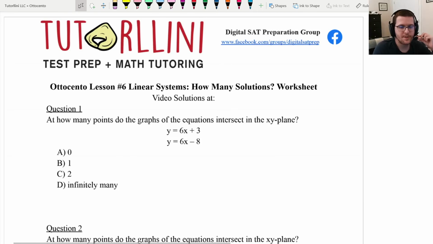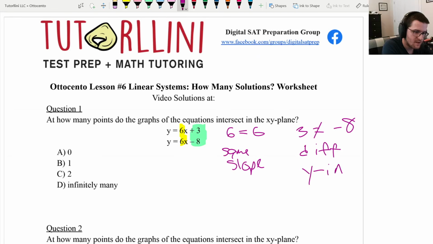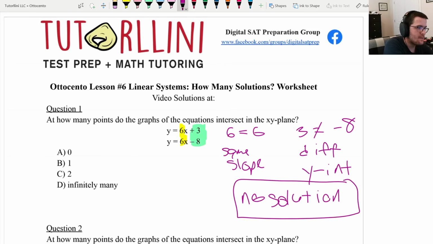Okay, let's get started. For this one, slope-intercept form, so we're going to look at the slopes and the y-intercepts. So 6 does equal 6, so they have the same slope. And 3 is not equal to negative 8, so they have different y-intercepts. Same slope and different y-intercept means we have no solution from our table. So that means there's 0 points of intersection. So the answer for this one must be A.